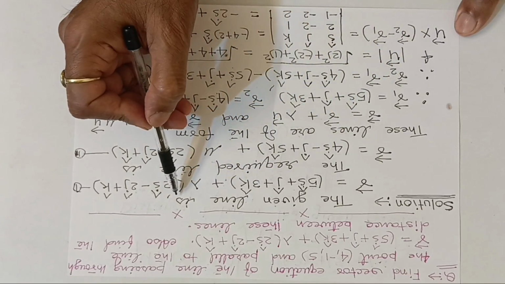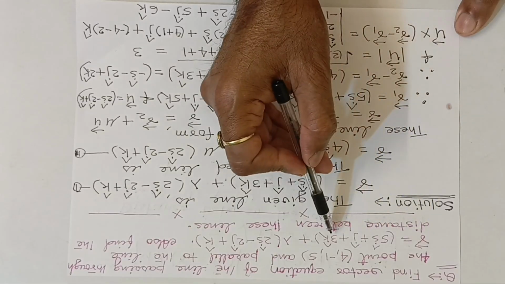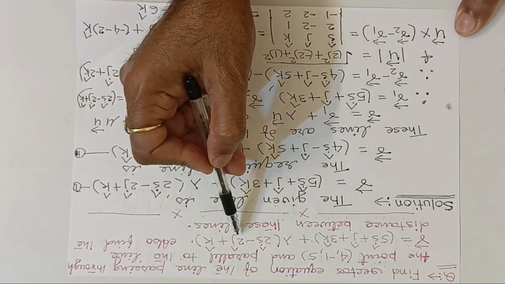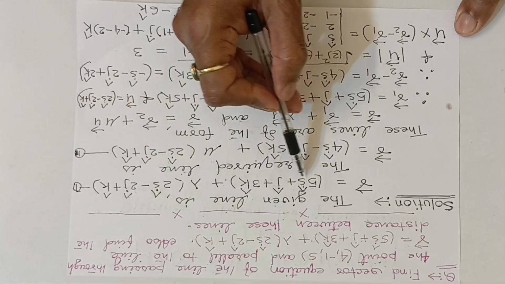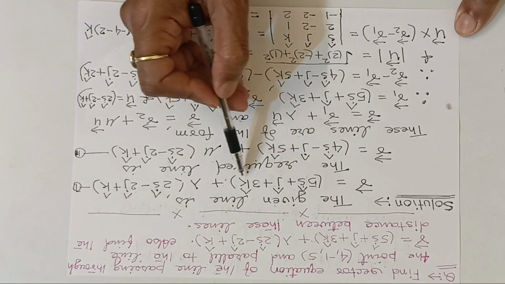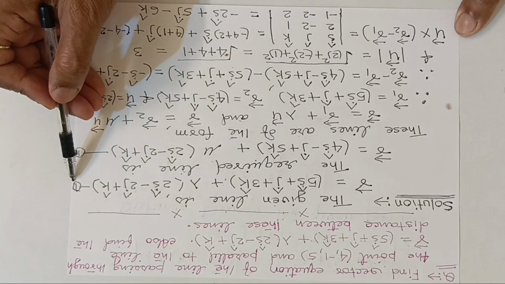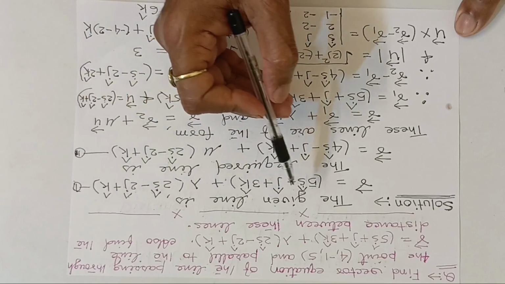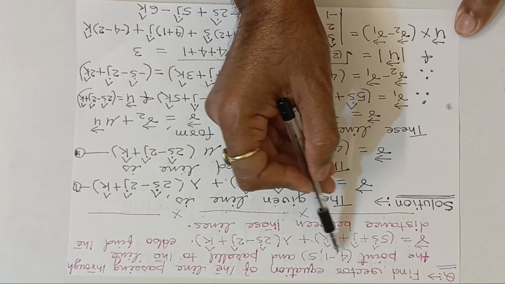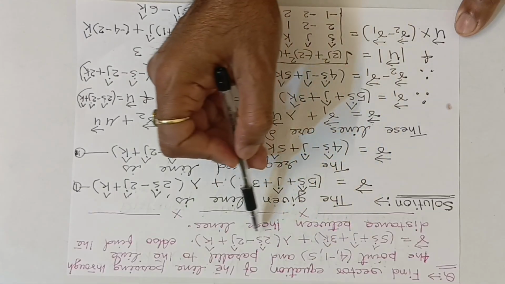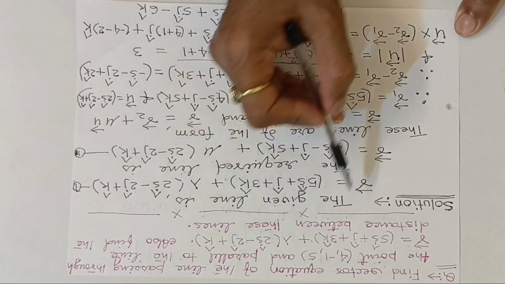The given line is vector r = 5i + j + 3k + lambda (2i - 2j + k), equation 1. The required line is the line passing through the point (4, -1, 5) and parallel to the given line.